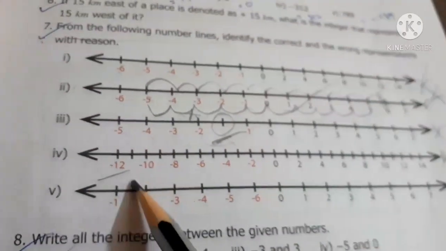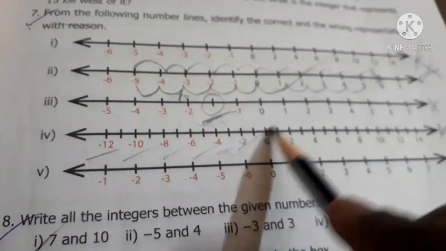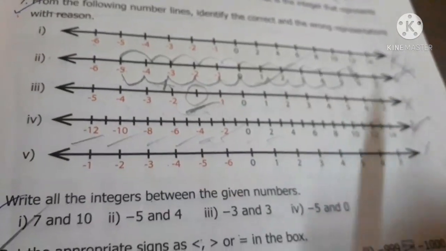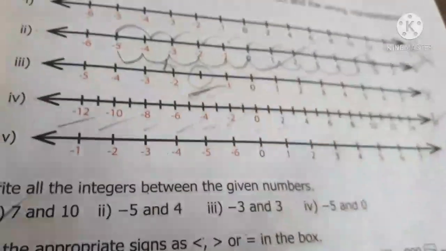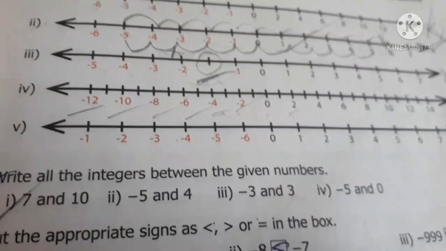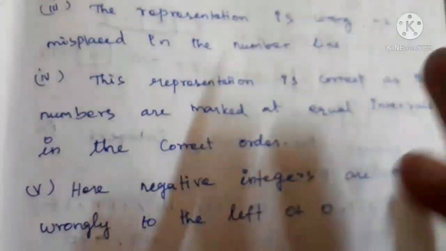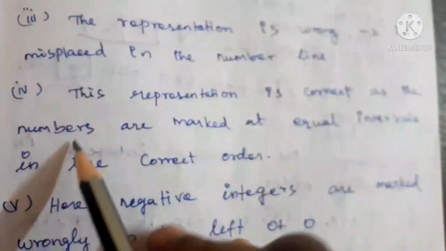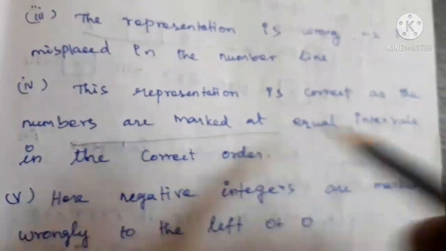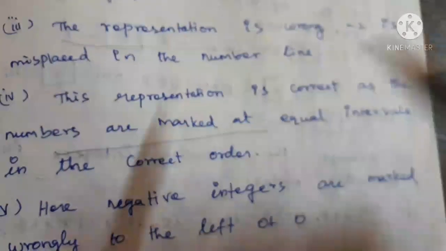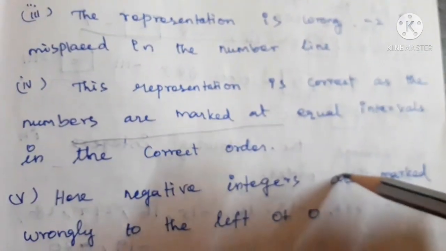Fourth one: minus 12, minus 3, minus 8, minus 6, minus 4, minus 2, 0, 2, 4, 6, 8, 10, 12, 14. What is this? Always we are having even numbers, even negative and even positive. So it is wrong. This representation is correct. How correct? Numbers are marked at equal intervals in the correct order. I told you it is wrong.